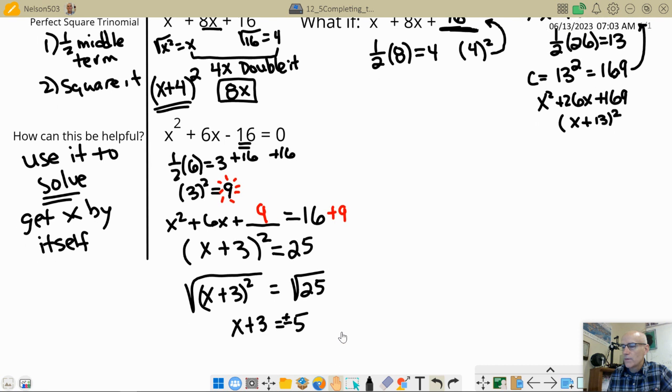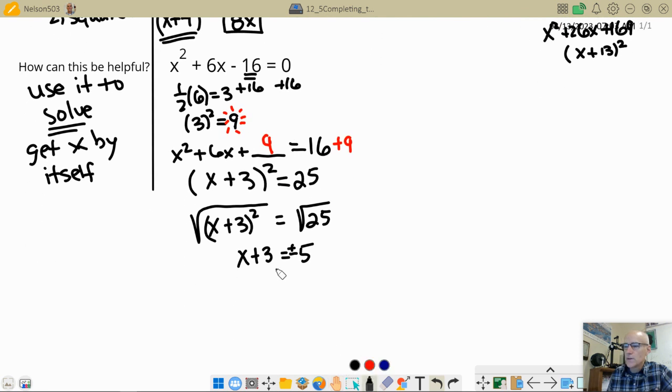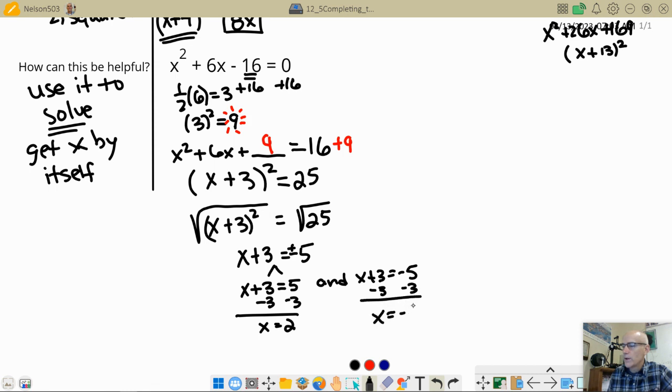So now really I have 2 equations, and you might think, oh geez, this is not easy. Well, these 2 equations are easy, right? We've got x plus 3 equals 5, and x plus 3 equals negative 5. I'm going to subtract 3 from both sides, and I get x equals 2. I'm going to subtract 3 from both sides, being careful with the negatives here: x equals negative 8. So I get 2 answers. And if I was to graph this original equation, y equals, I would see that when y is 0, the x's are 2 and negative 8.